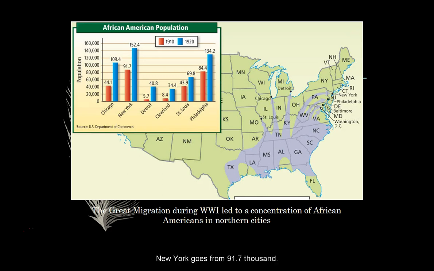New York goes from 91.7 thousand to 152.4 thousand. Not quite double like Chicago, but still a significant rise. And all of the other cities as well have a significant rise in population of African Americans living in their city, because they feel as though if they go north, they're going to have a better life. They know they'll have a job, discrimination might be less, and they might have a new place to raise their families.